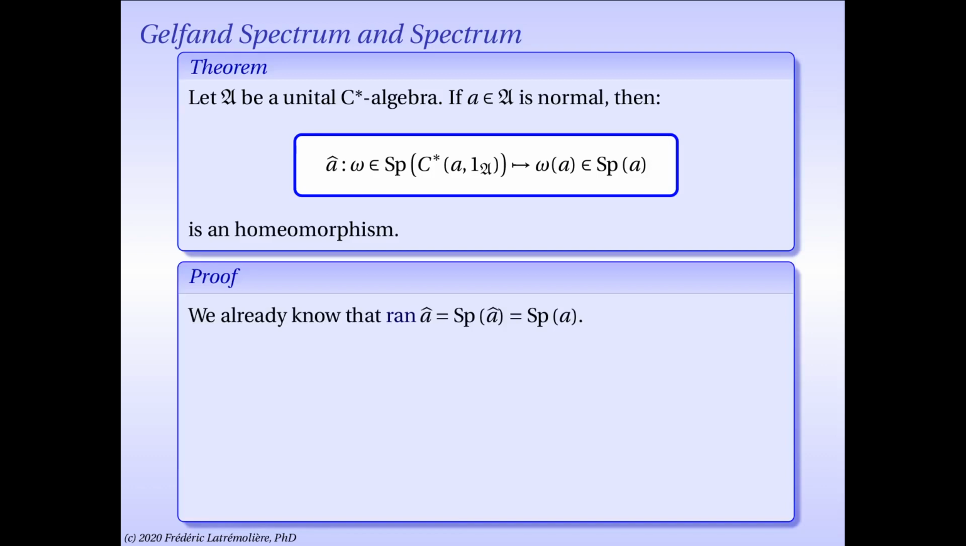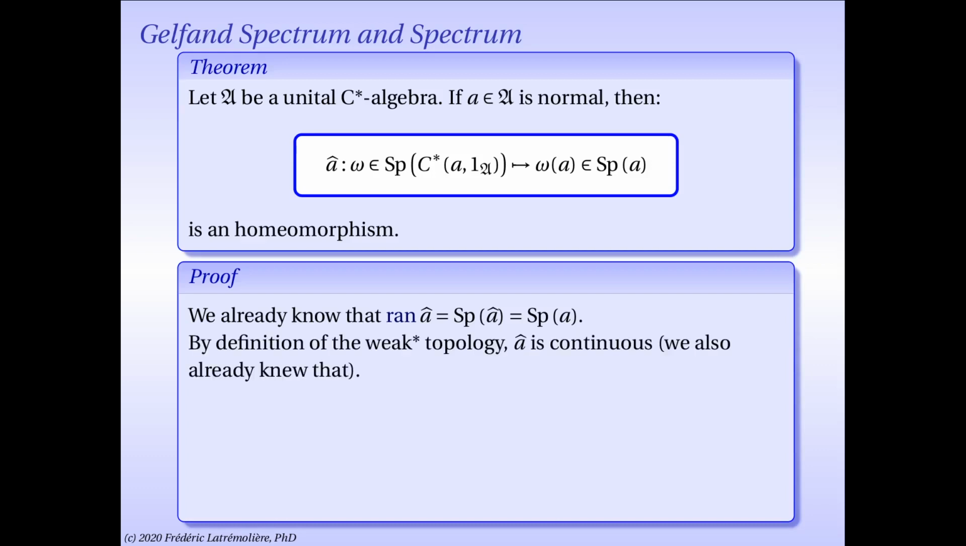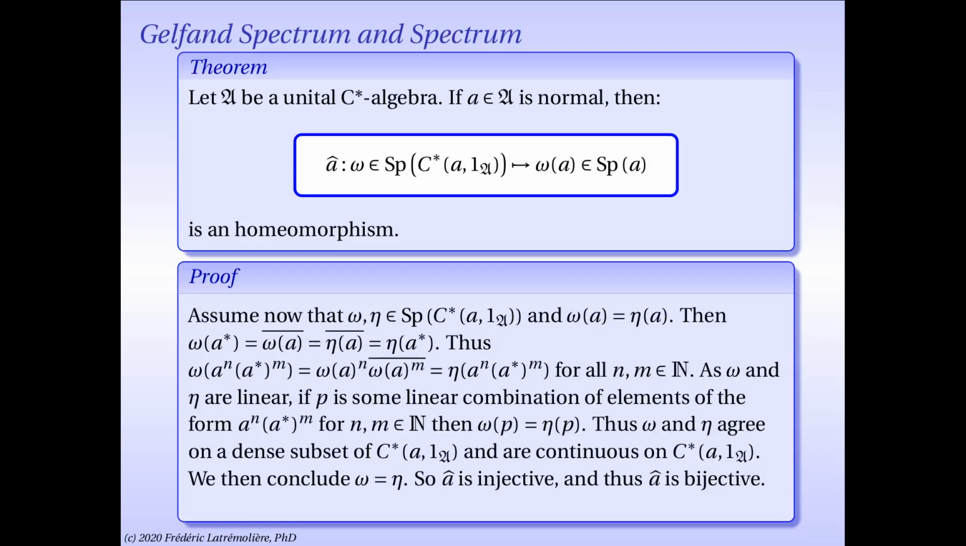So we already gathered quite a bit of information about the Gelfand transform in our previous lecture. For instance, we already know that the Gelfand transform of A is indeed surjective, that is, the range of the Gelfand transform of A, which is the same thing as the spectrum of the Gelfand transform of A, is equal to the spectrum of A. We also know that the Gelfand transform of A is a continuous function. It's a continuous function from the Gelfand spectrum to C, the complex numbers.